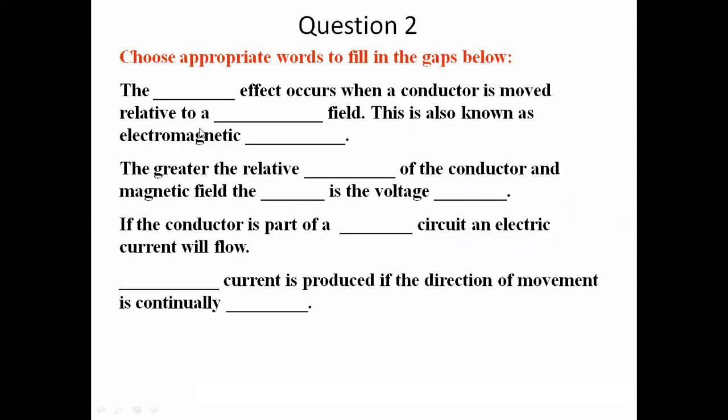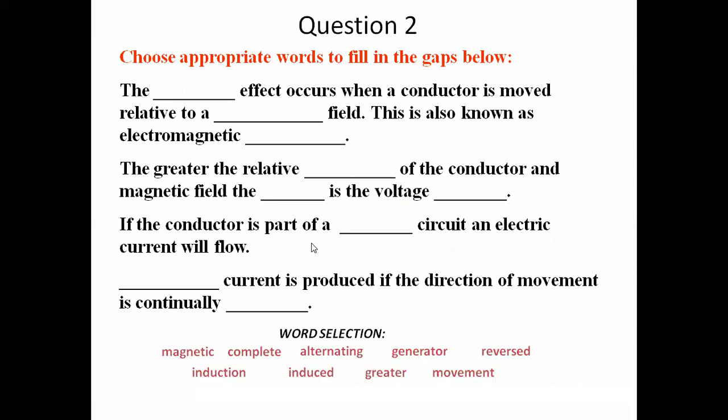Now here there are some questions to solve. To fill up: the dash effect occurs when a conductor is moved relative to dash. The generator effect occurs when a conductor is moved relative to a magnetic field. This is also known as electromagnetic, what will come from there? That is induction. The greater the relative dash of the conductor and magnetic field, the dash is the voltage.